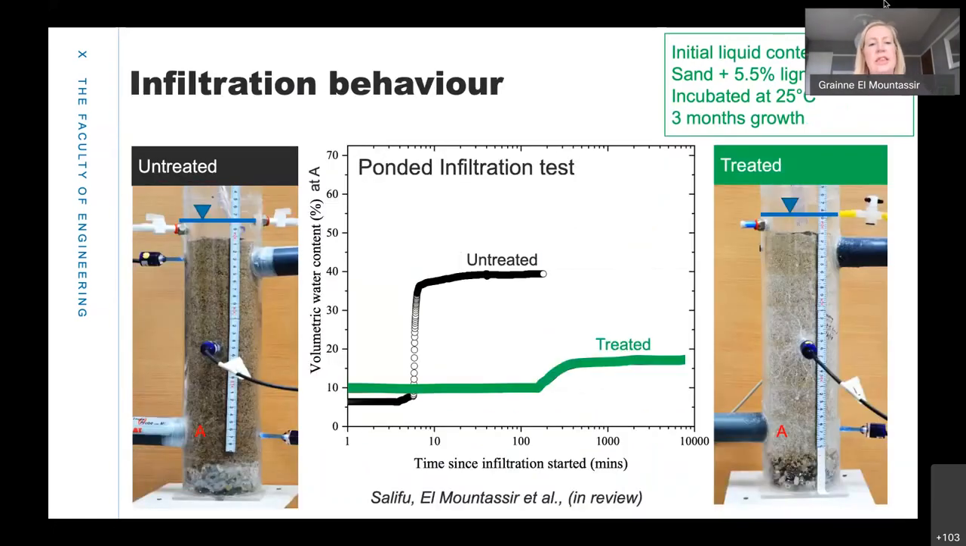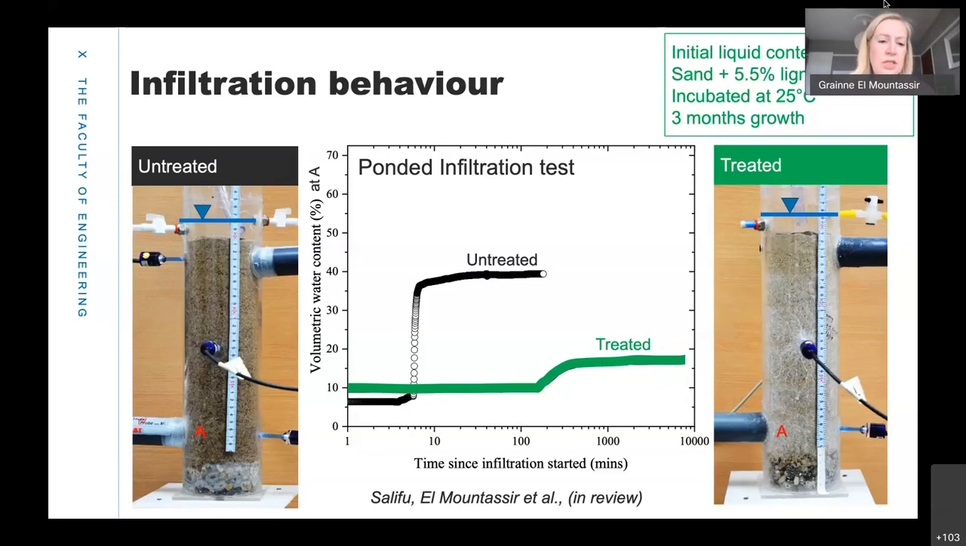Then we looked at the influence of the fungal growth, the Pleurotus ostreatus, on the infiltration behavior. So we have these columns, sand plus lignocellulose, one untreated control and one treated. This is a 30 centimeter column, and we were conducting ponded infiltration tests, so a constant head of water of 25 millimeters above the soil surface. And we were monitoring pore water pressure and volumetric water content in the column with tensiometers and theta probes.